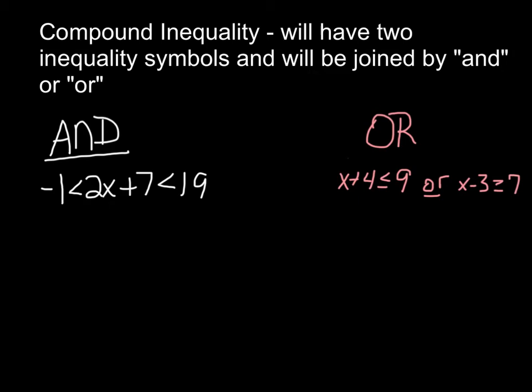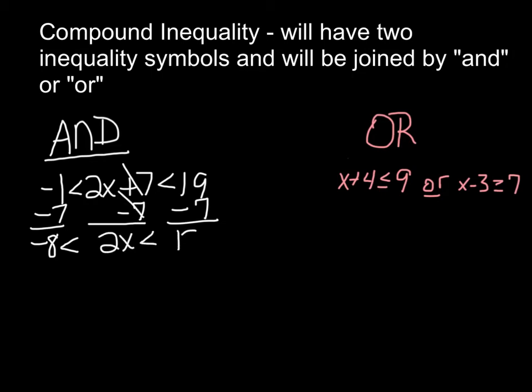We have 2x plus 7. Okay, we need to isolate that 2x. It has a plus 7 with it. Now, to get rid of a positive 7, we subtract 7. If we subtract 7 in the middle, then we must subtract 7 on the right, and we must also subtract 7 on the left. So now you have negative 1 minus 7 is negative 8, which is less than 2x, which is less than 12.